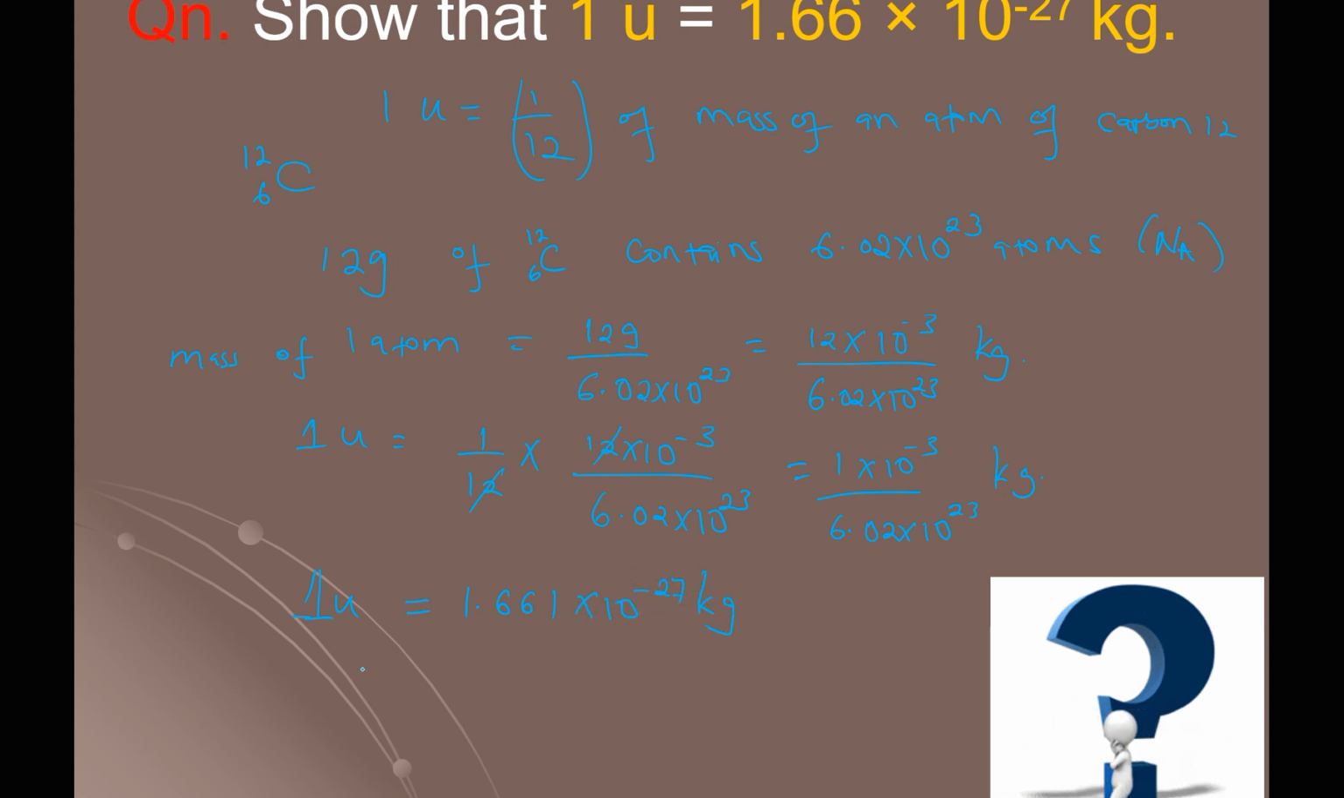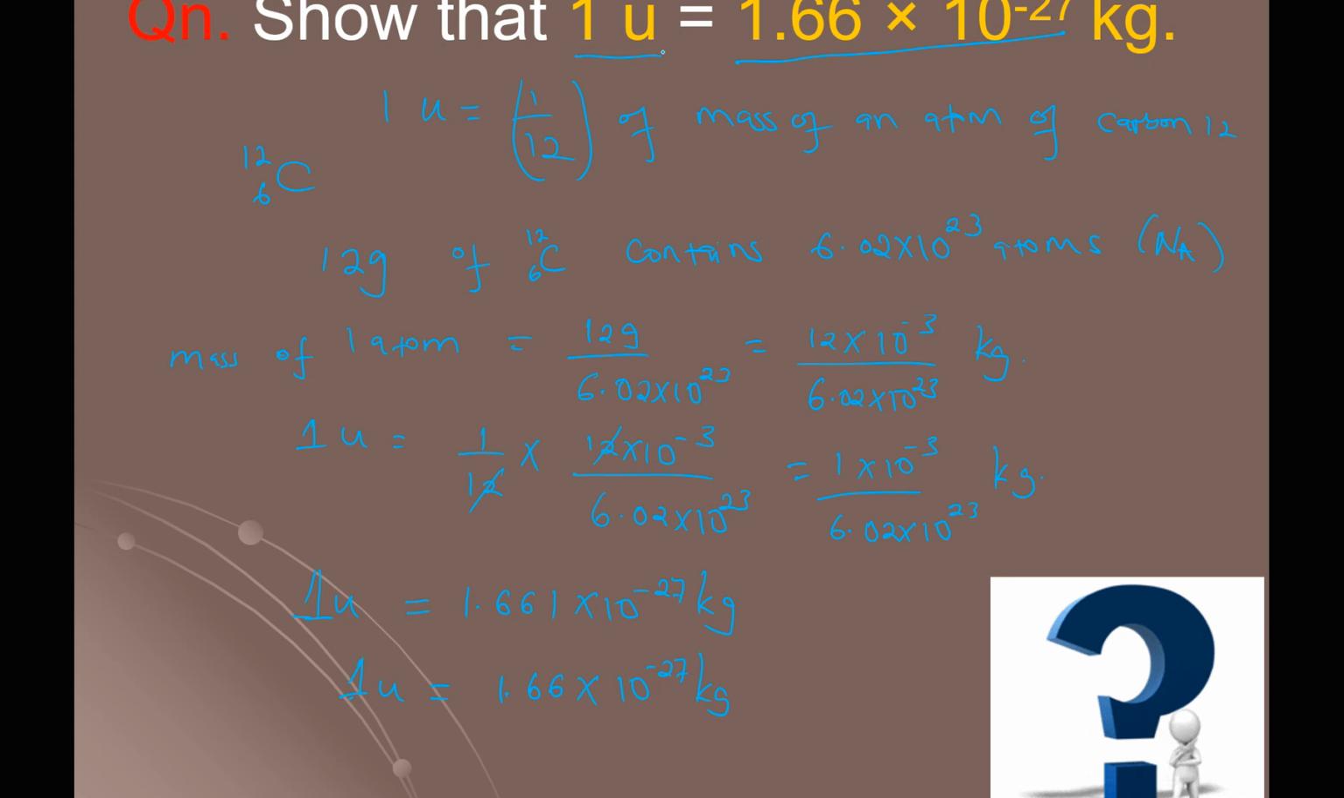And of course, in the list of constants, normally it will be quoted as 1U being equal to 1.66 times 10 to the power of minus 27 kilograms. So that is 1U. Note that I've shown that 1U is 1.66 times 10 to the power of minus 27 kilograms just from the definition of the unified atomic mass unit, which states that 1U is a 12th of the mass of an atom of carbon 12.